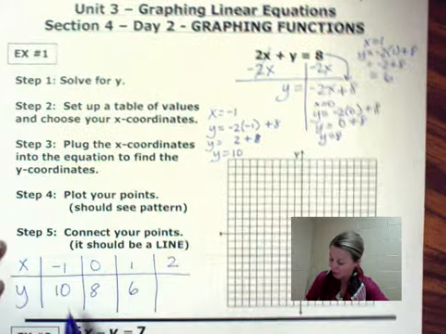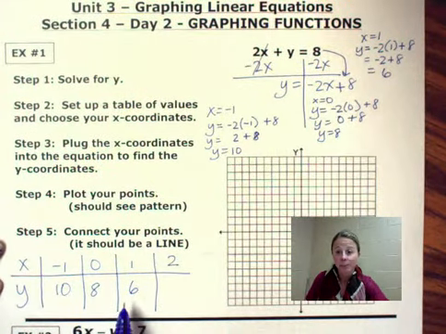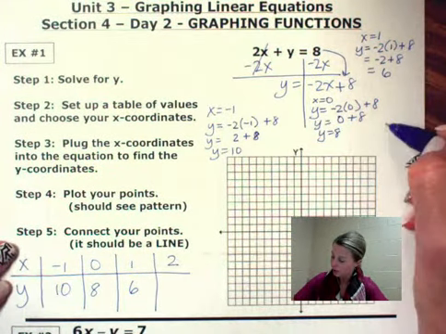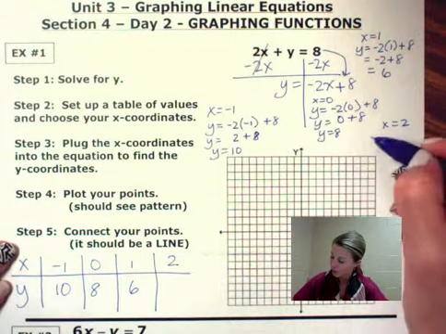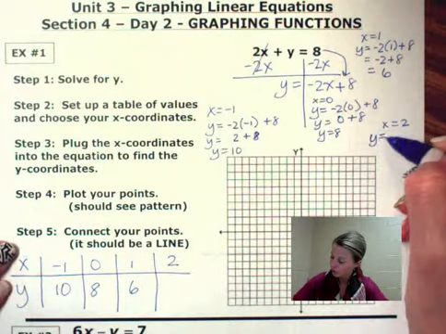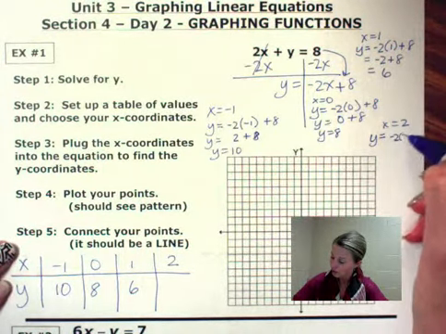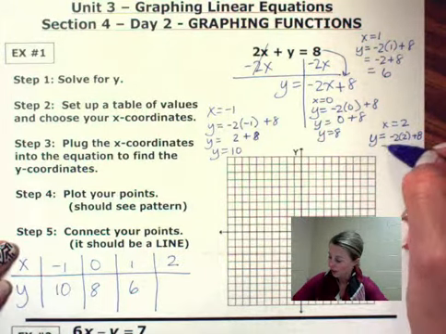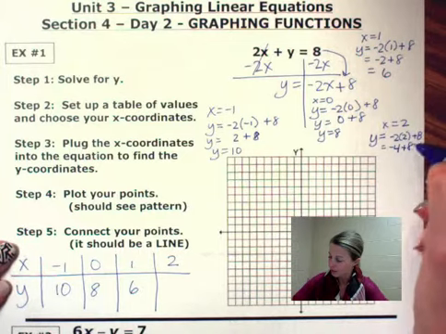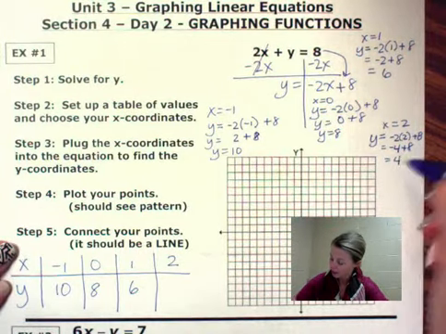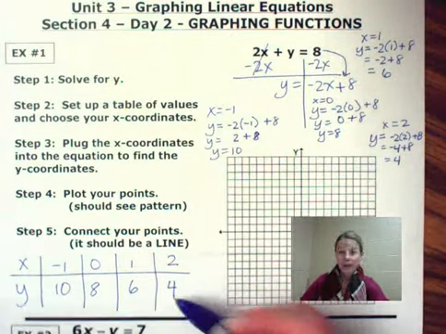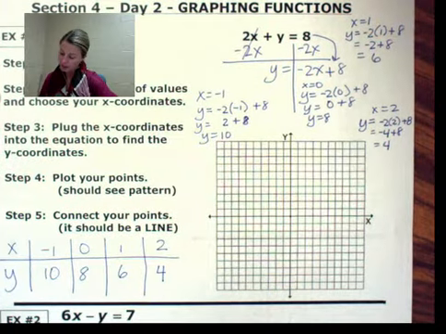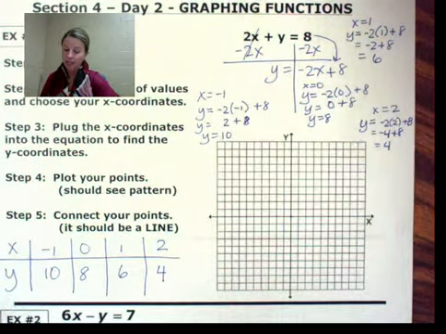Plugging in 6. And you can see my pattern developing here. But one more time just to double check. So if x is 2, so I will substitute into y equals negative 2 times 2 plus 8. So that would be a negative 4 plus 8. So y is 4. Now I can plot my points and connect my points together.